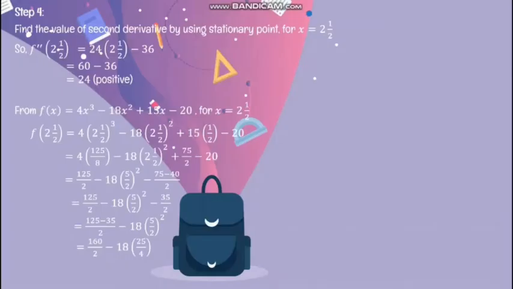Step 4. Find the value of the second derivative by using the stationary point for x equal to 2 and a half. So the second derivative for x equal to 2 and a half equal to 24 multiplying 2 and a half minus 36 equal to 60 minus 36 equal to 24.